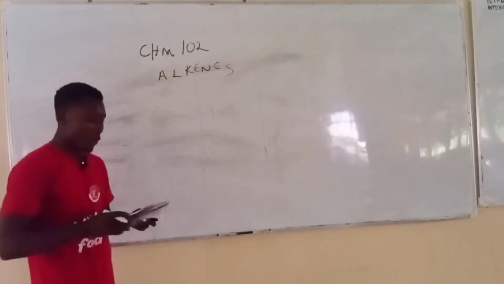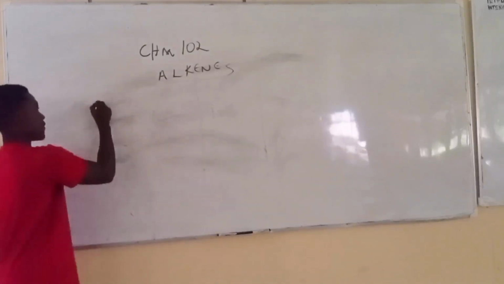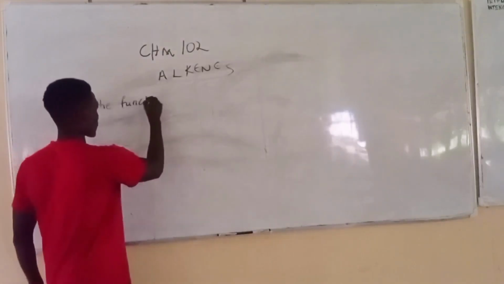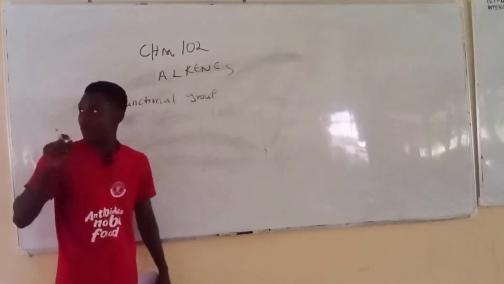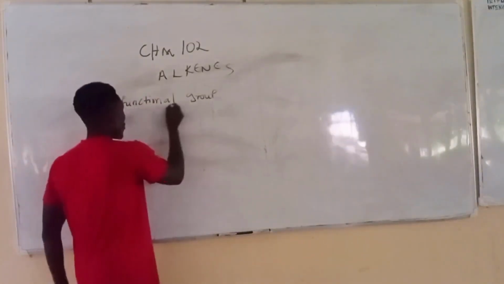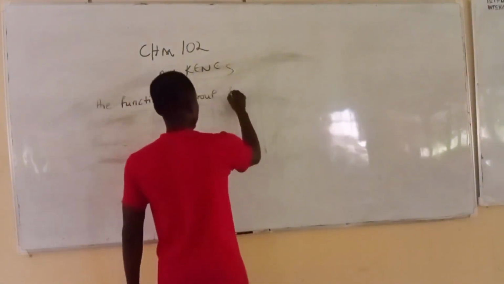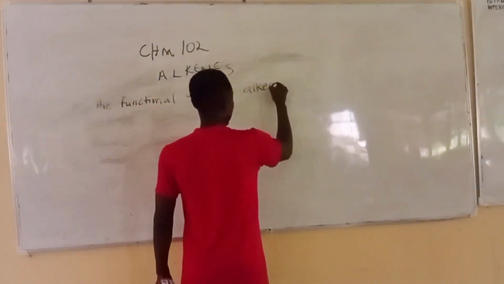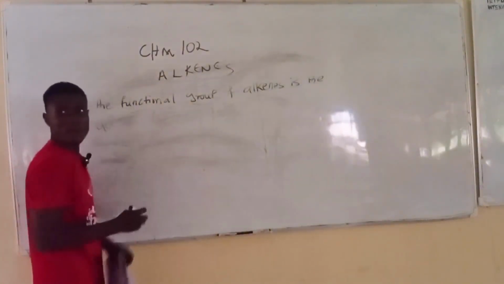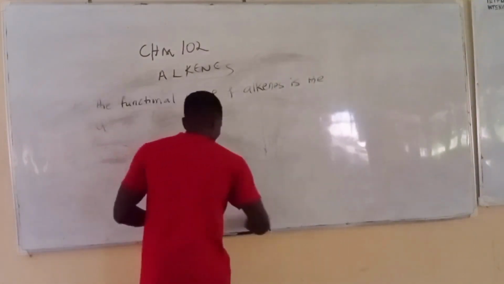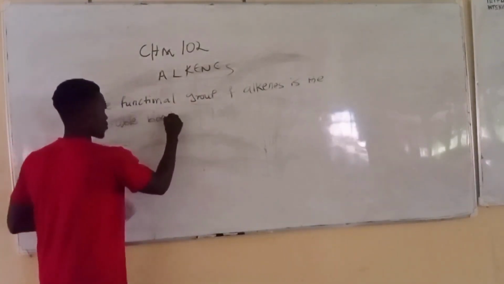Now, the functional group of the alkenes is the double bond. Remember, I've just brought in a very important new concept known as the functional group. So the functional group of alkenes is the double bond. The functional group of alkenes is the double bond. That is what I just said here.